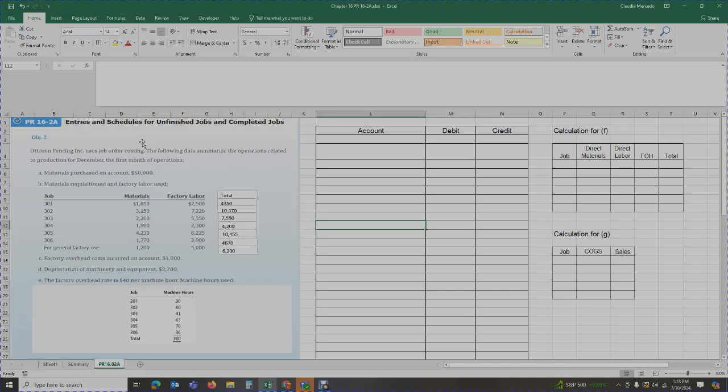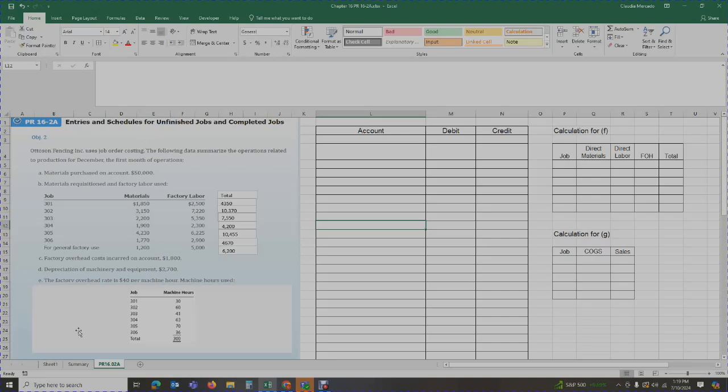Okay, so we have a company, Ottoson Fencing, that uses job order costing. The following data summarizes the operations related to production for December, the first month of operations, a brand new business. We have just begun operations, so we're going to be doing some journal entries. And then we have a series of transactions or events that occur that we have to record entries for. Now these entries are dispersed through the entire chapter, so you do need to read the entire chapter to be able to understand what is going on when we are transferring materials, labor, or anything into the working process.